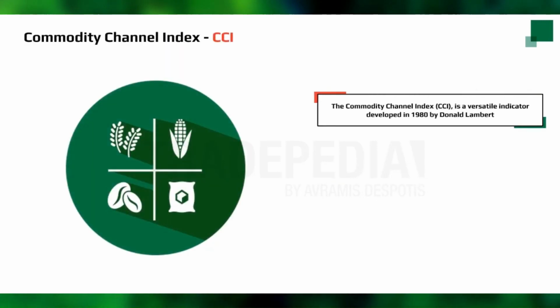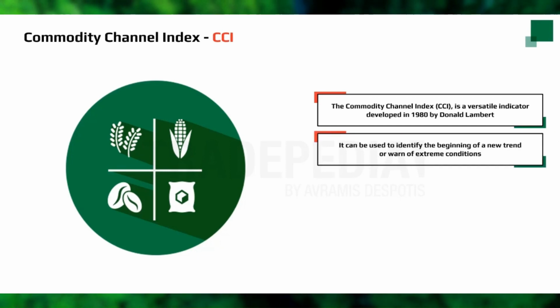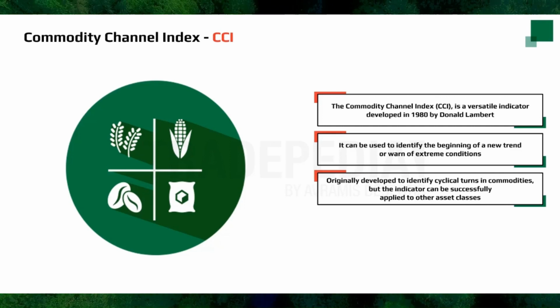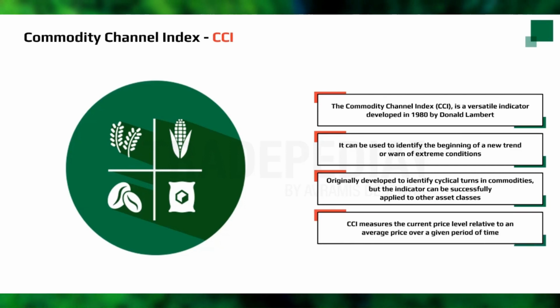The Commodity Channel Index, also known as the CCI, is a versatile indicator developed in 1980 by Donald Lambert. It can be used to identify the beginning of a new trend or warn of extreme conditions. The CCI was originally developed to identify cyclical turns in commodities, but the indicator can be successfully applied to other asset classes. CCI measures the current price level relative to an average price over a given period of time.